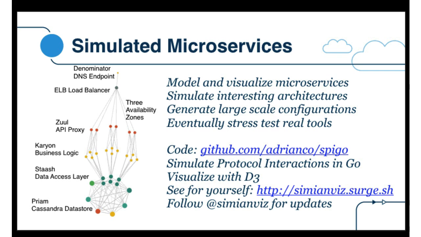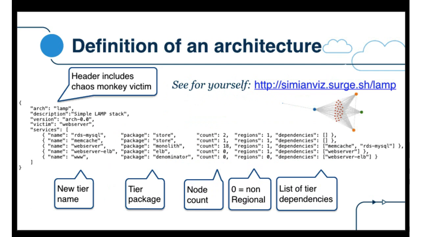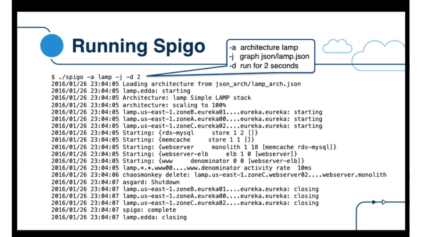If you want to look at or play with building your own architectures, to get a simple architecture you just have to define the dependencies. This is the file you'd have to create to draw the diagram shown in the top right, which is a LAMP architecture: a web server, something like PHP and a monolith, MySQL and Memcache. So you just set this thing up.